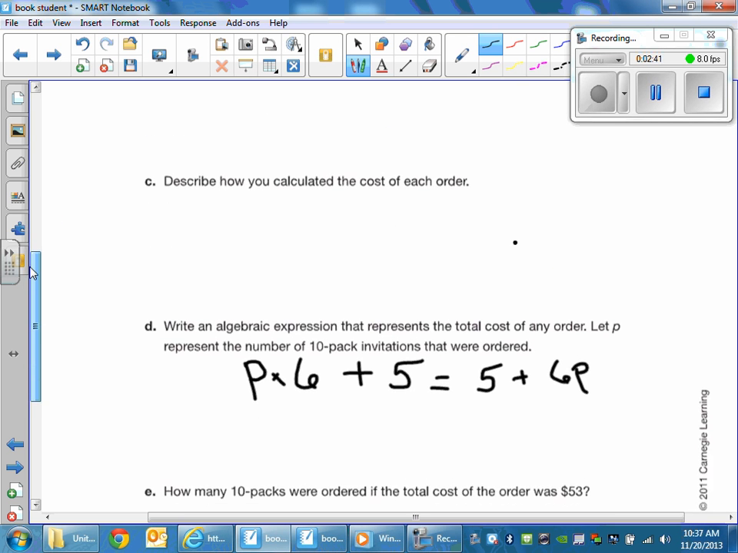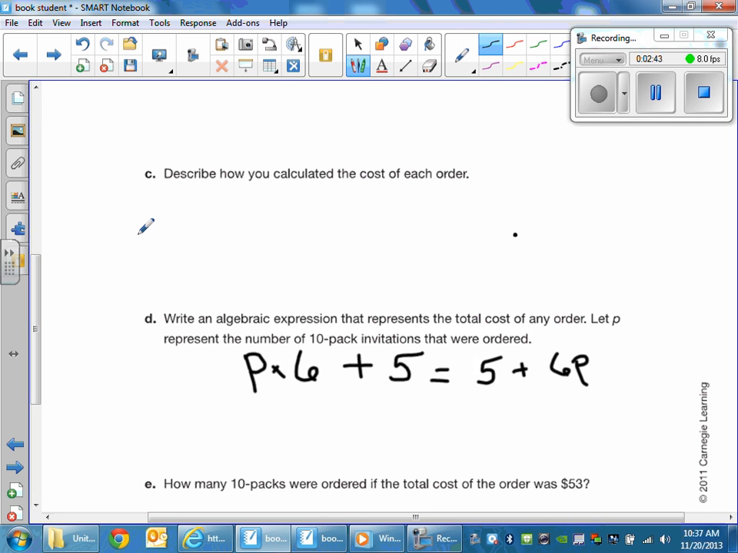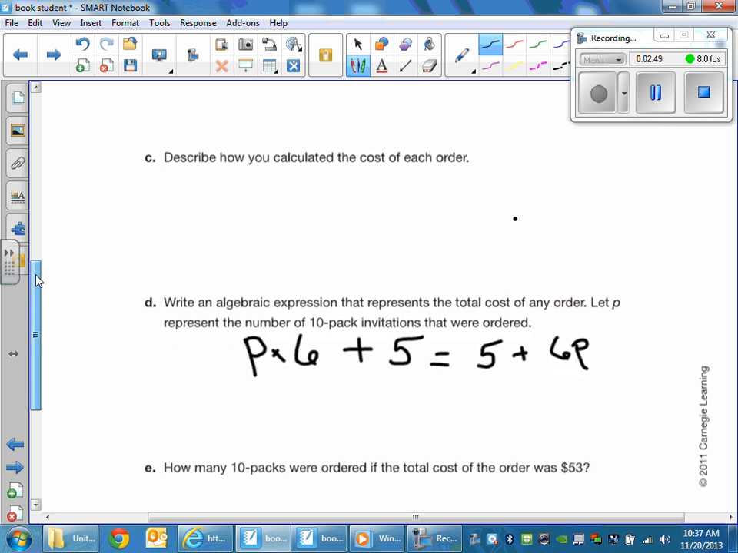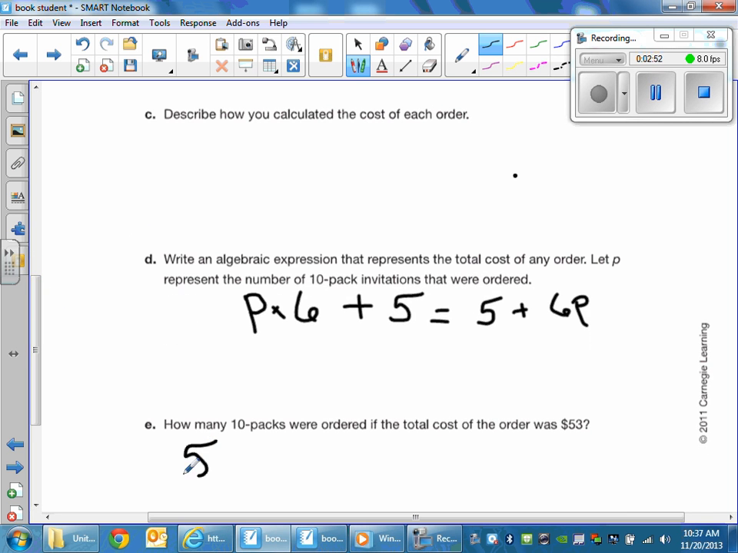Letter E. How many 10-packs were ordered if the total cost of the order was $53? So we just made an equation. 5 plus 6P equals $53. Solve for P and press play when you're ready.